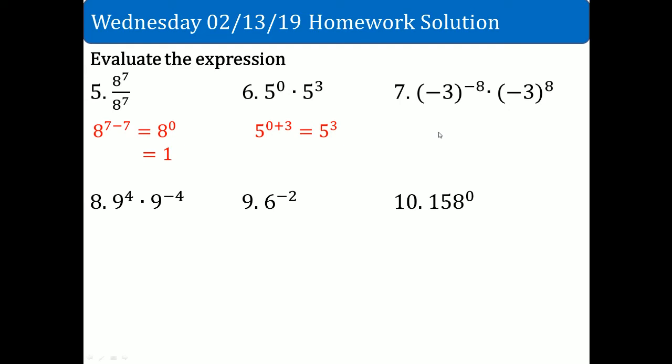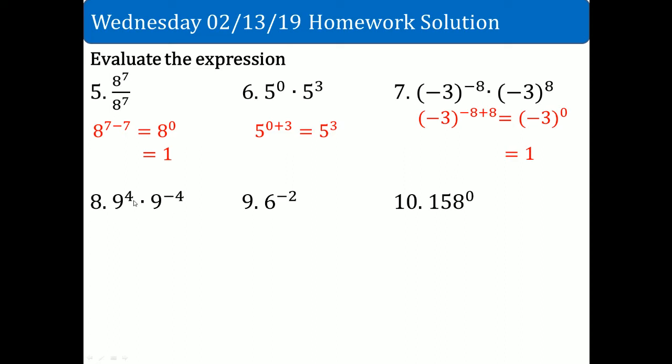Same bases here: negative 3 to the negative 8 times negative 3 to the 8. What you do, you add the exponents. Good? Negative 3, the exponent is negative 8 plus 8. That gets you negative 3 to the power of 0. That 0 comes from the negative 8 plus 8. The 0 power just becomes 1.